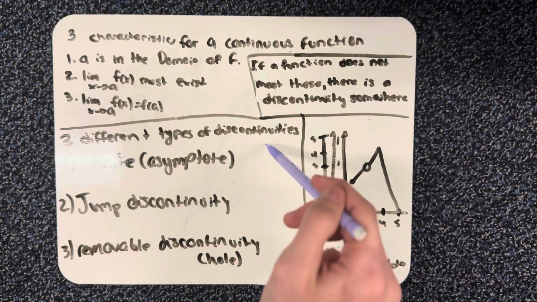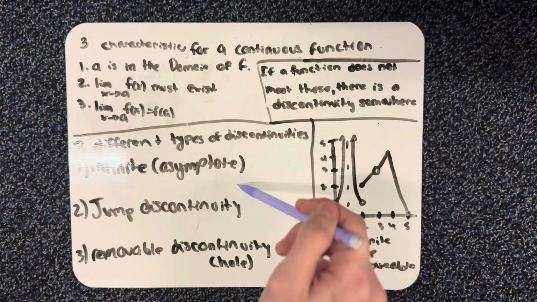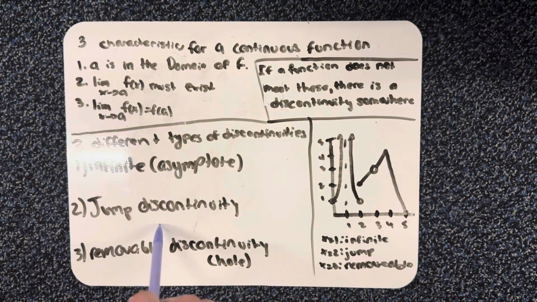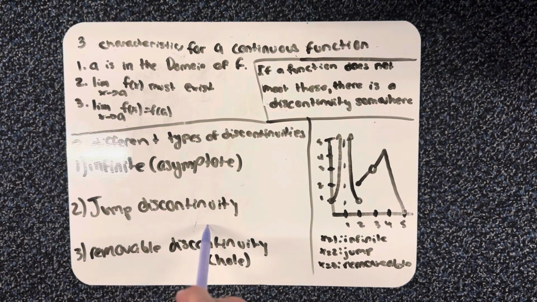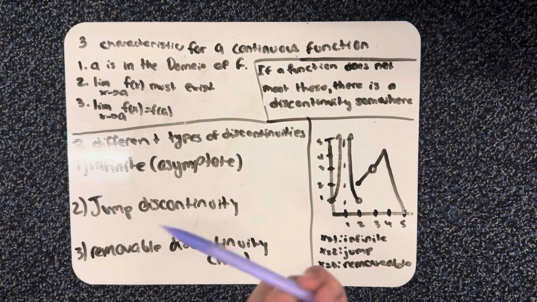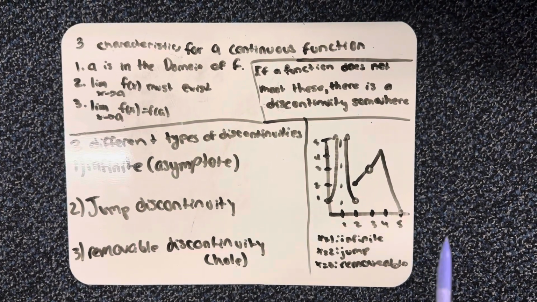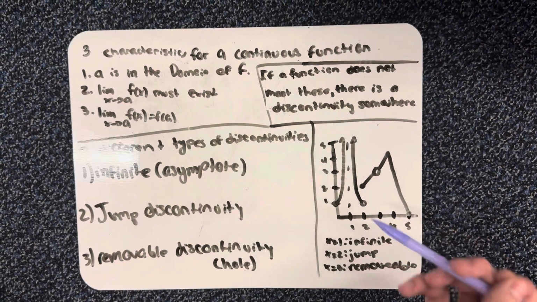There are three different types of discontinuities. One is infinite, which would just be an asymptote. Two is a jump discontinuity, when the function jumps to a different y value at the same x value. Three would be a removable discontinuity, which would just be a hole. These are just examples of what they would look like.